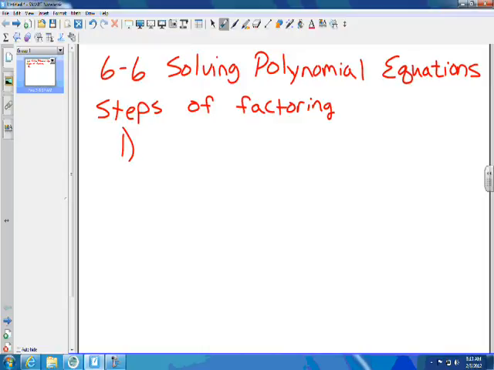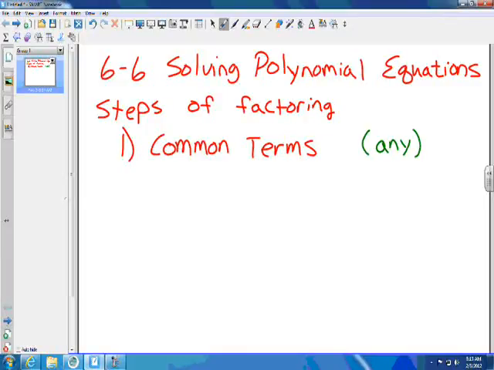Step 1. What do we always look for first? Common terms. These are listed in a nice table there on page 349. Always look for common terms first. Always. No matter if it looks like it's a squares problem, you still check for common terms. Another handy thing about the table is it tells you how many terms are involved. Obviously with common, that's with any amount of terms. No matter how many terms there are, you always check for that.